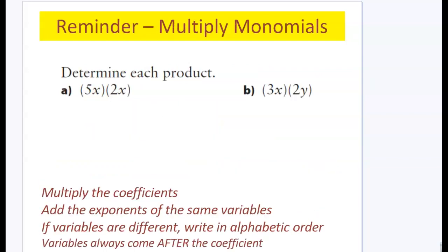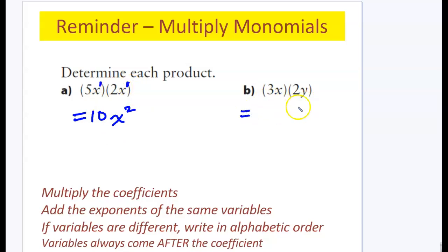All right, to begin with, let's look at how we multiply monomials. If we want to multiply 5x by 2x, we multiply the coefficients together. So 5 times 2 would be equal to 10, and x times x would give me x squared. Remember, for our laws of exponents, if we're multiplying and the bases are the same, we leave the base and we add the exponents.